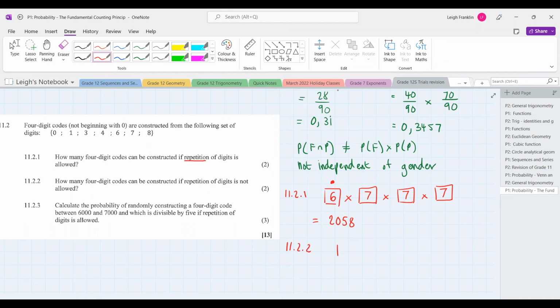So now, how many 4-digit codes can be constructed if the repetition of digits is not allowed? Remember, in the first block here, we're only allowed 6, because we're not allowed to have a 0. How many numbers do we have to choose from in our first block?